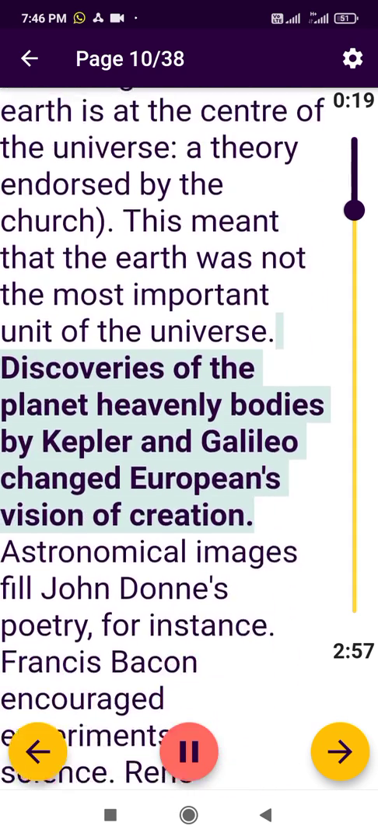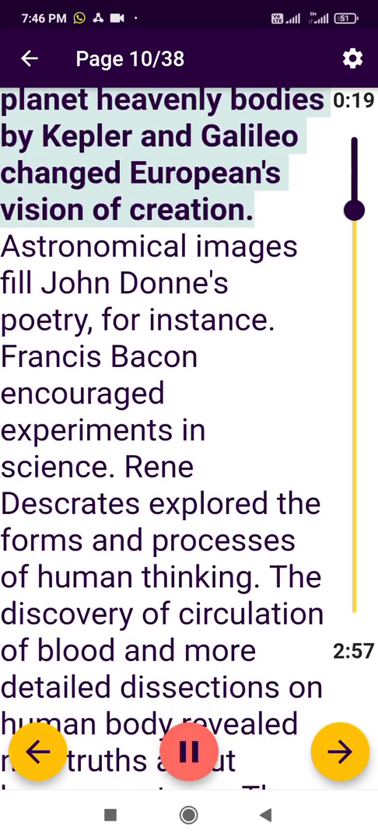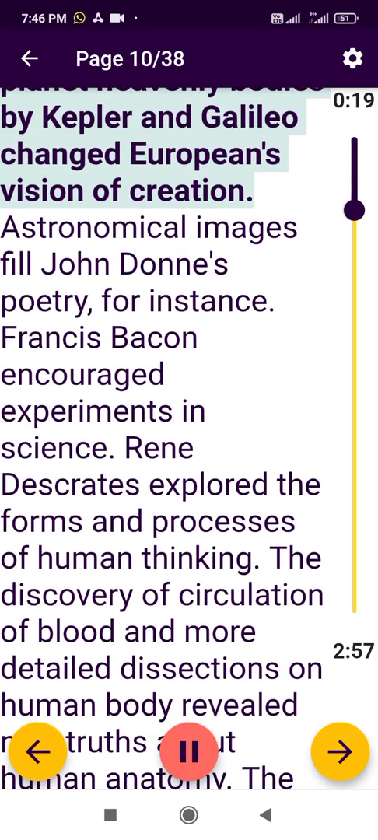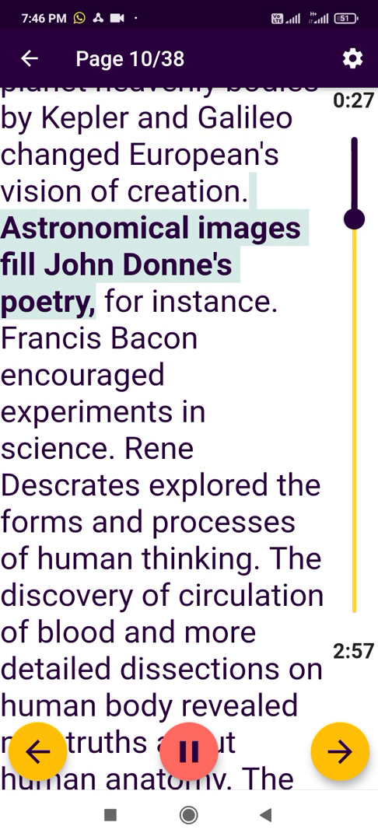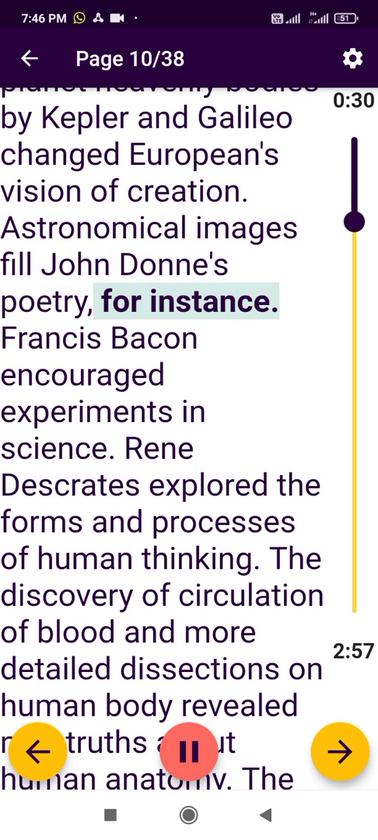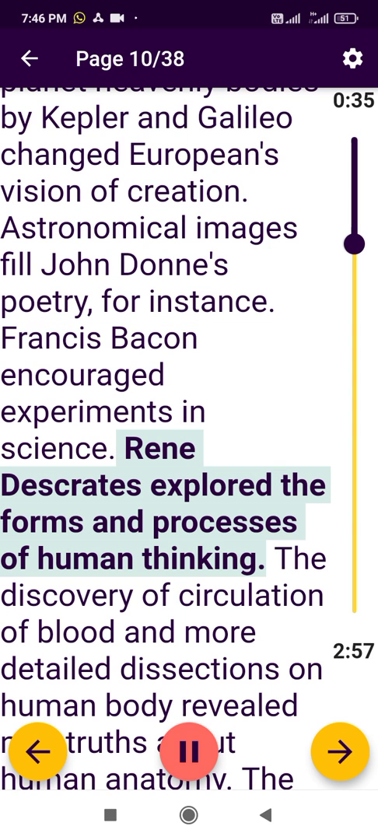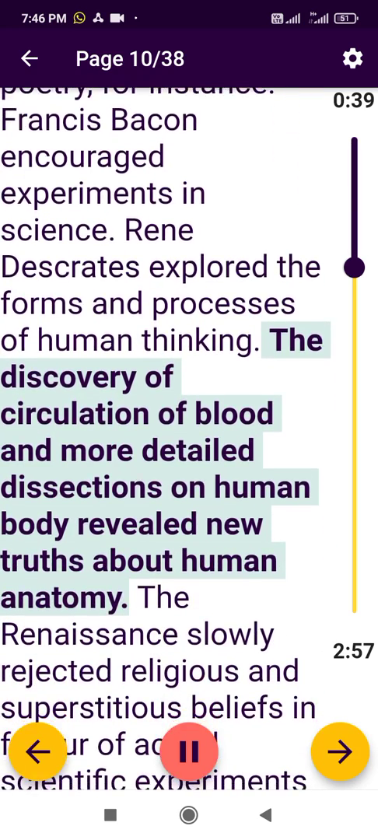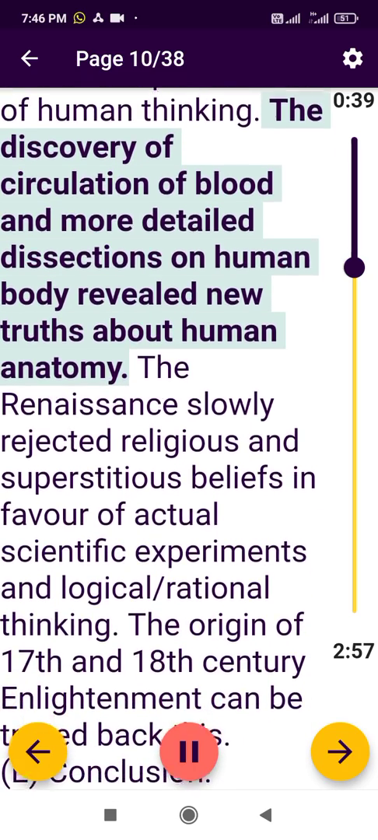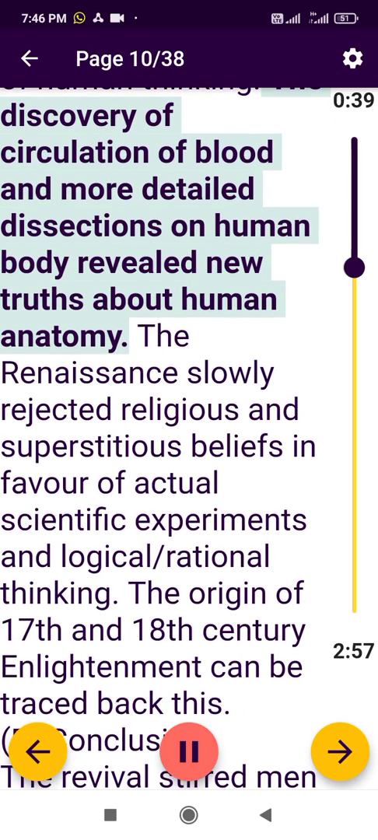Discoveries of the heavenly bodies by Kepler and Galileo changed Europeans' vision of creation. Astronomical images fill John Donne's poetry. For instance, Francis Bacon encouraged experiments in science. René Descartes explored the forms and processes of human thinking. The discovery of the circulation of blood and more detailed dissections of the human body revealed new truths about human anatomy.